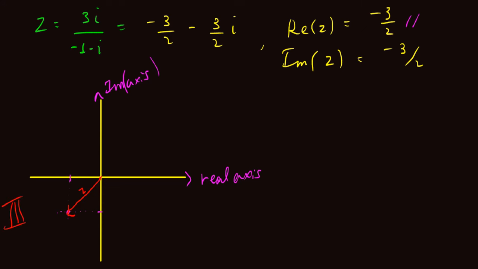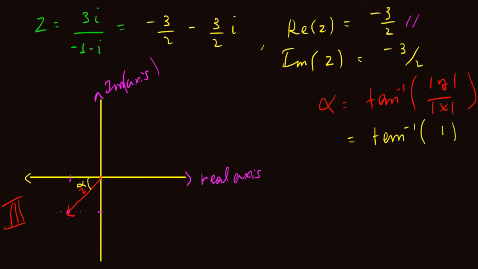The first step, what did we say? Alpha is equal to tan inverse of the absolute value of y divided by the absolute value of x. Step 2: identify which quadrant it is in, then alpha will be drawn. Our alpha is this angle between the x-axis and our complex number z. We will calculate this one. In the calculation, we get tan inverse of 1, because both are equal. So this means alpha is equal to pi over 4.